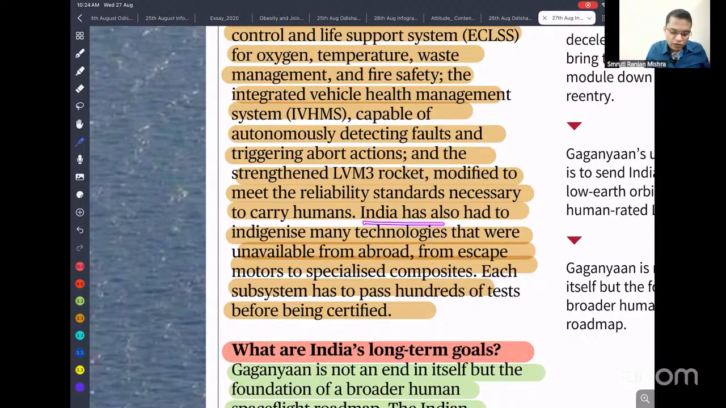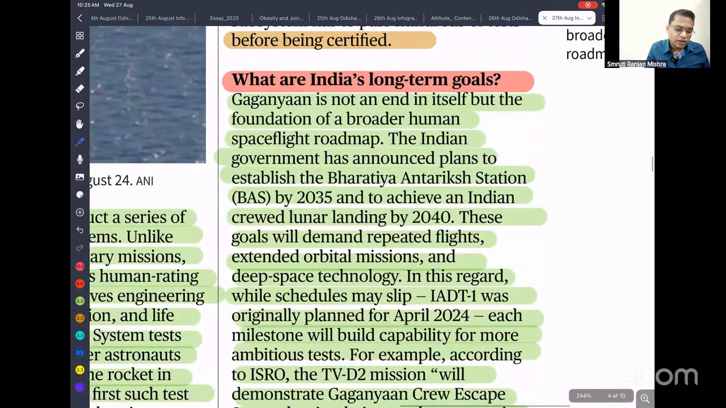Okay, so India will also have to indigenize many technologies that were available from abroad, from escape motors to specialized composites, with each subsystem passing hundreds of tests before being certified. So what are the long term goals of India? Our long term goal is to establish a space station, called the Bharatiya Antariksh Station, by 2035. Remember this date, which is going to be very helpful to write a good answer.